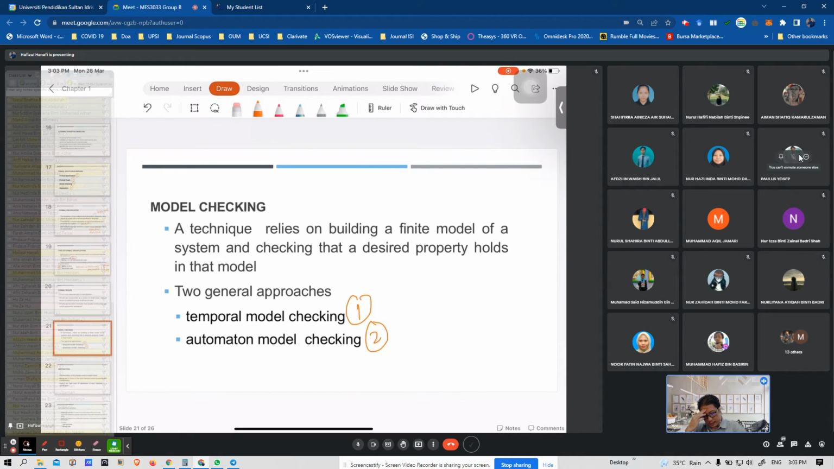And then this one is basically building a finite model that checks the system properties, to see whether the system property is appropriate or not appropriate, based on the two general approaches.